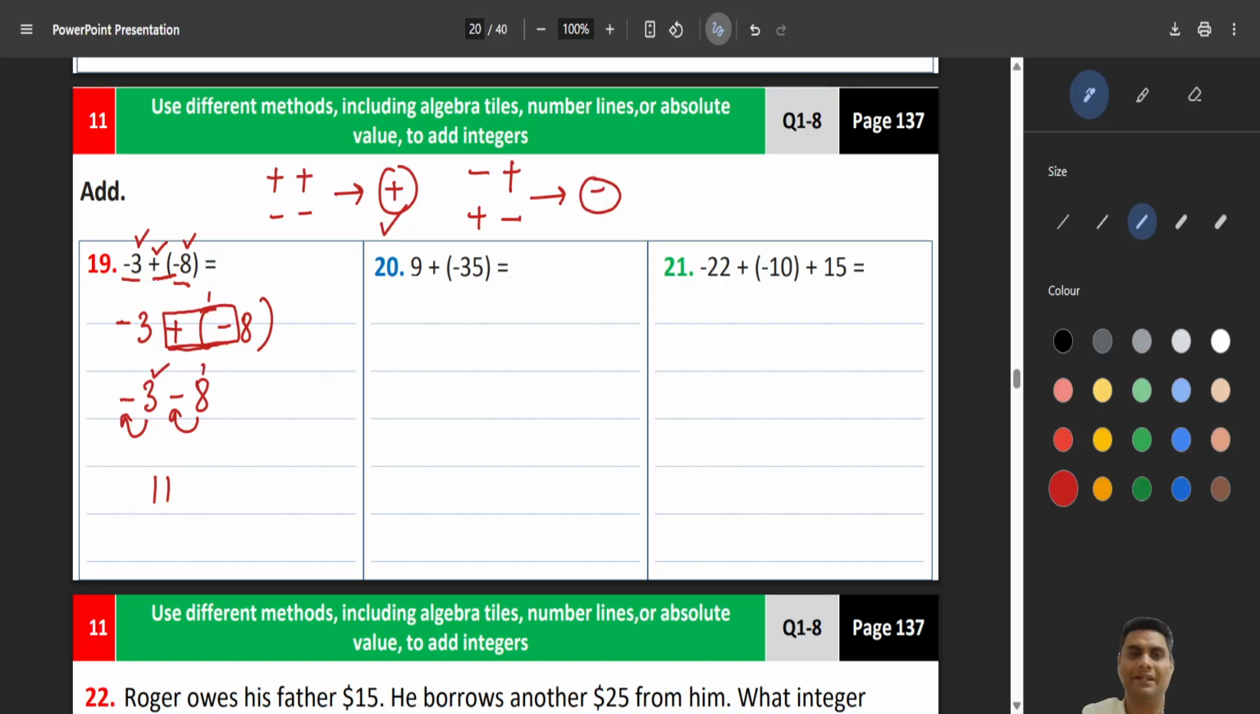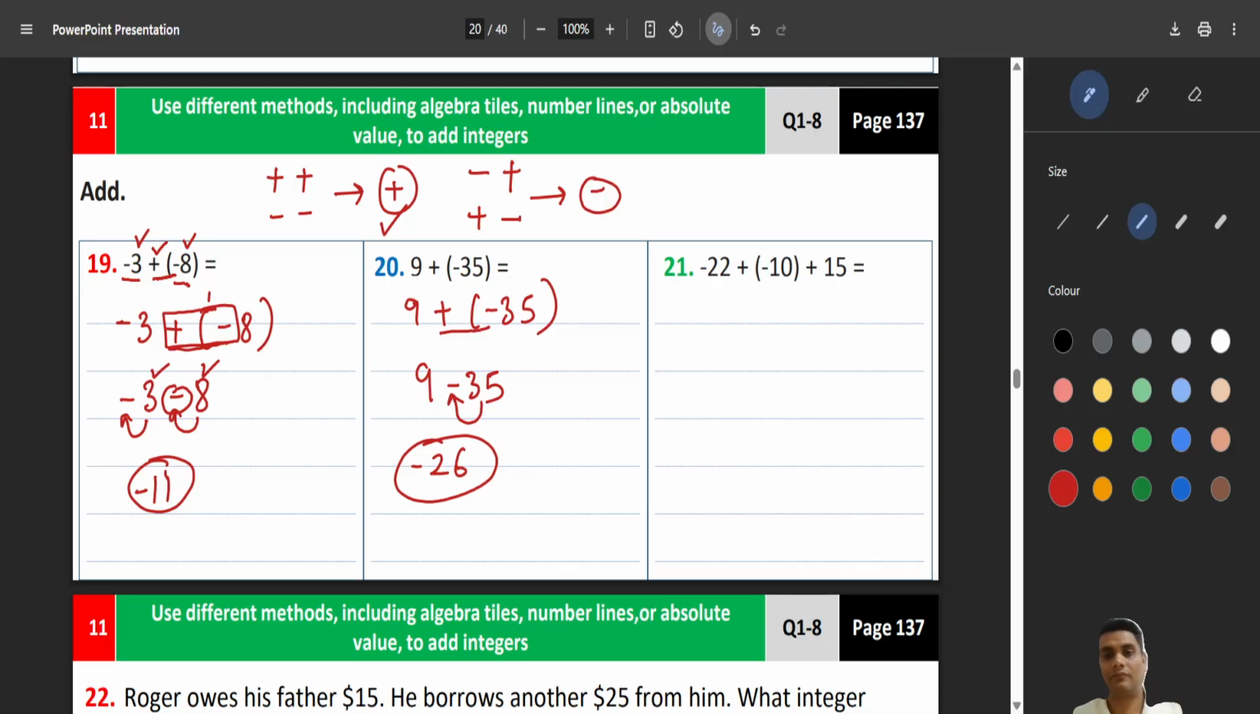In 3 and 8, which one is bigger? 8 is bigger. Does 8 have plus or minus? It has minus. So my answer will also take minus. Okay. I hope you understood. Now here I have 9 plus minus 35. Again two signs are coming together. We have to change them into one. Different sign means minus. So 9 minus 35. 35 minus 9, 26. Now check the bigger number. The bigger number has minus. I will put the minus.